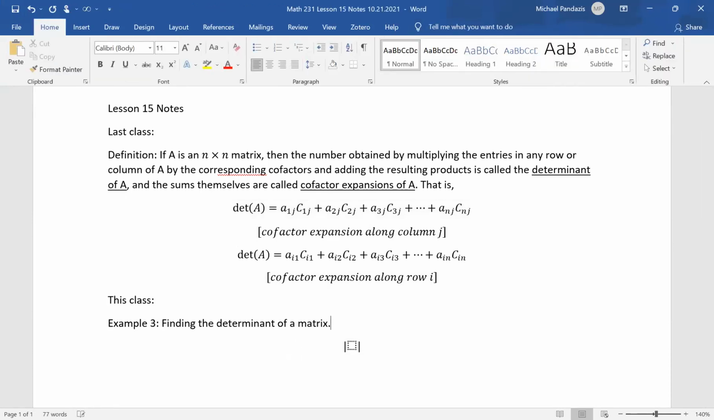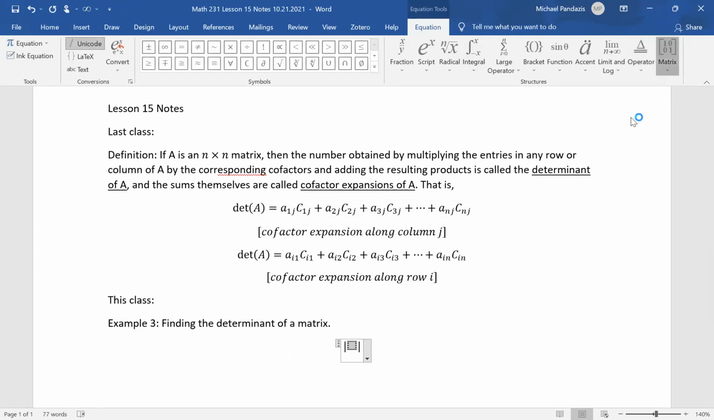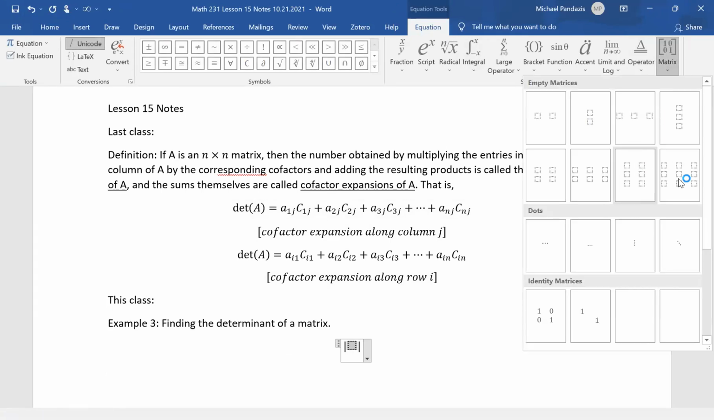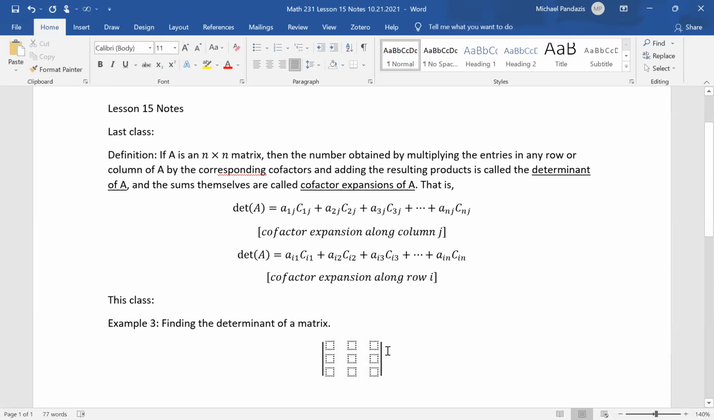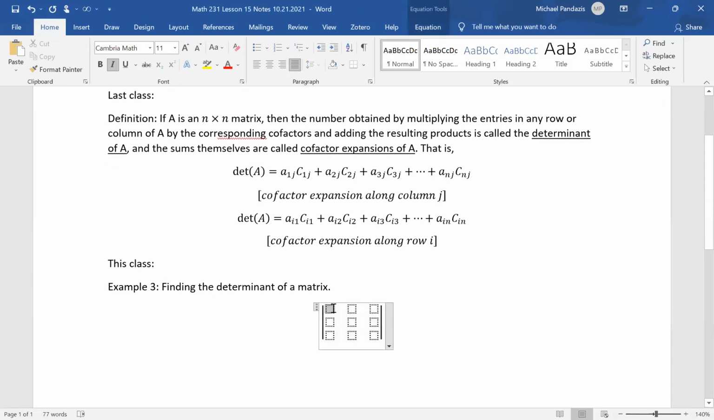Okay, so we're going to use this definition to find the determinant. According to the definition, we can take a cofactor expansion along any row or any column of a matrix, and it will give us the determinant. When you draw a vertical line on both sides, that denotes that you're finding the determinant of that matrix. So we're finding the determinant of this matrix, and I'm going to take it along the first row.